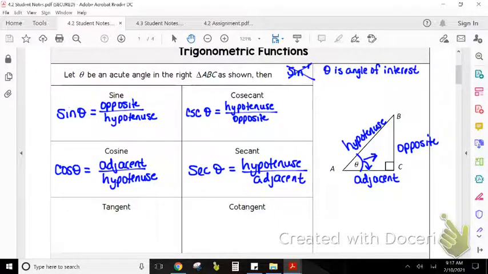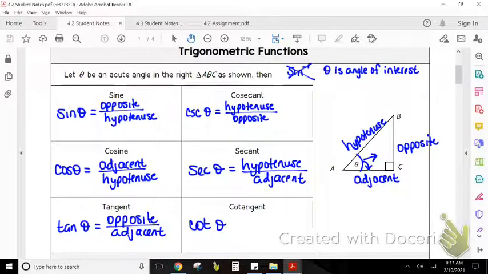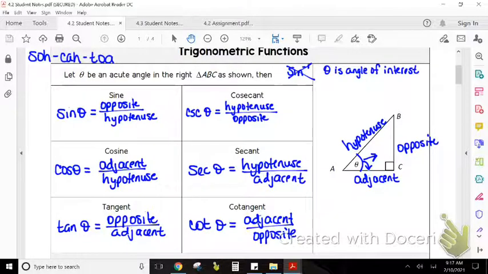And then we have tangent. Tangent, abbreviated TAN, of theta is equal to opposite over adjacent. And its reciprocal, cotangent, abbreviated COT, of theta will equal adjacent over opposite. Now, a way to help you remember which ones go with which, some people have learned a thing called SOHCAHTOA. It helps you with the main three, the sine, the cosine, and the tangent, okay?